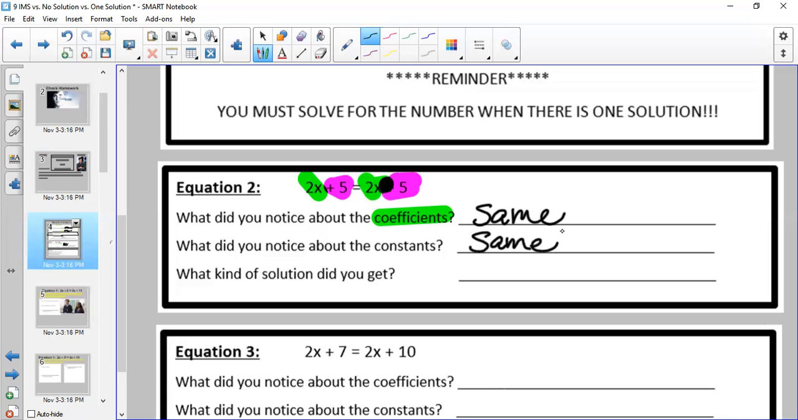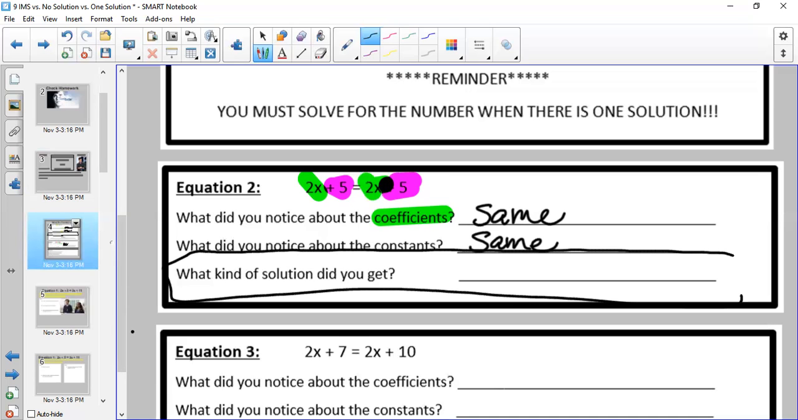So this is another type of question or equation that we're going to talk about today, is when it's the exact same on both sides. Same coefficient, same constant on both sides. We're going to talk about kind of what happens in those types of problems. Again, we're going to fill this in here in just a second.